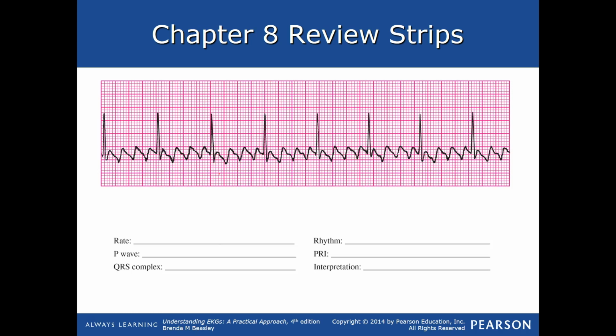All right, moving on. Chapter 8, review strips. So looking for P waves. I don't see any distinguishable P waves, but what I do see is these flutter or these sawtooth waves. So I'm thinking right away this may be atrial flutter. What do you guys think? So I would say 1, 2, 3, 4. This is going to be atrial flutter with a 4-to-1 ratio.